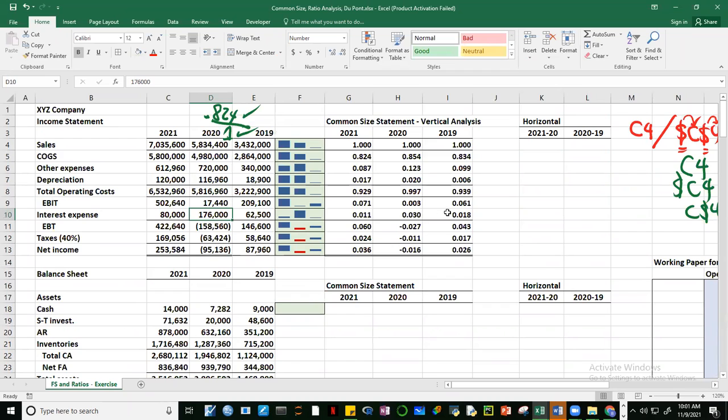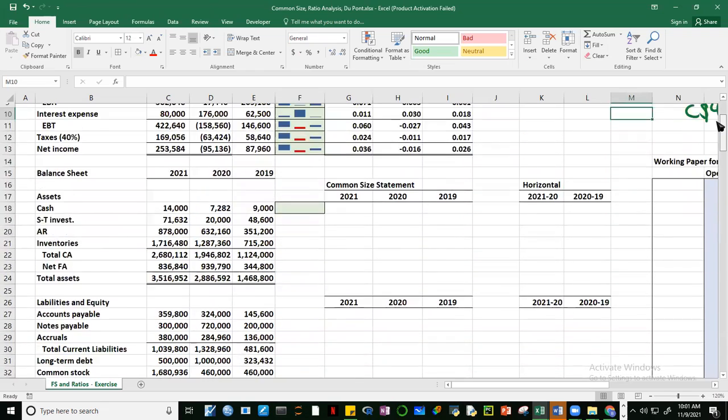So for XYZ company, for every 1 peso of sales they had in 2019, they had 1.8 centavos of interest expense. It jumped to 3 centavos per peso of sales, and then again back to a low 1.1 centavos in 2021. So you can see here that 2020 seems to be a challenging year for the company.